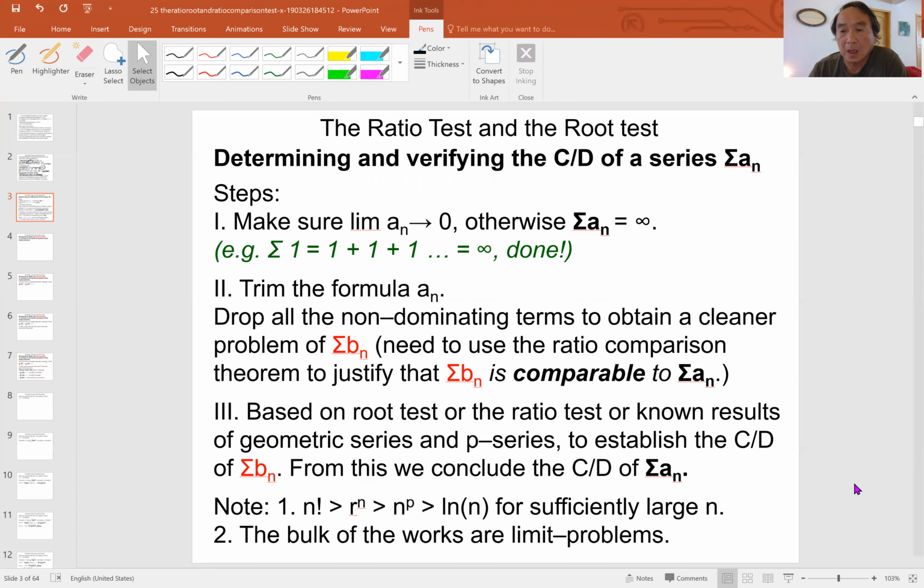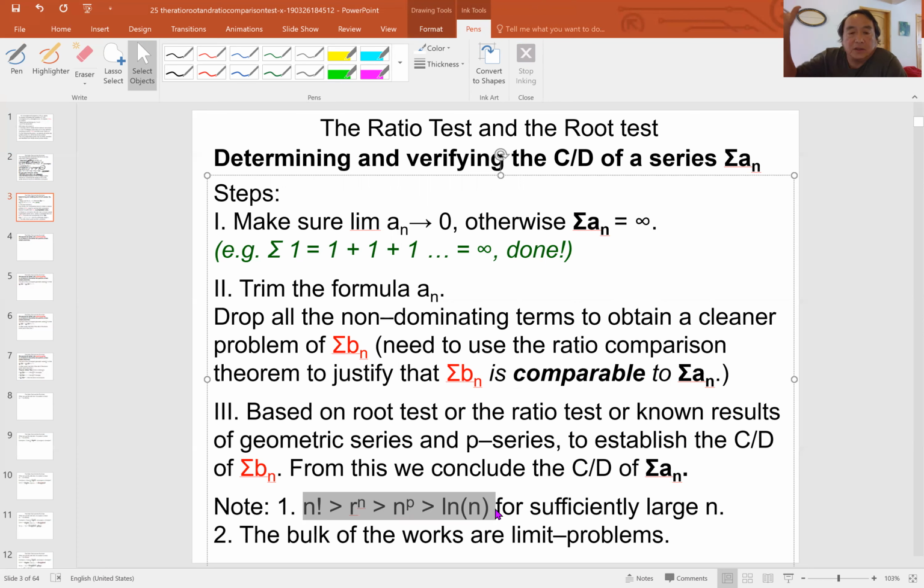In this process, I want to remind you of this for n integers. As n becomes large, the factorial is bigger than the exponential, bigger than the power, bigger than the log. That is the meaning: if I form fractions of them and divide them, they go to zero or go to infinity.